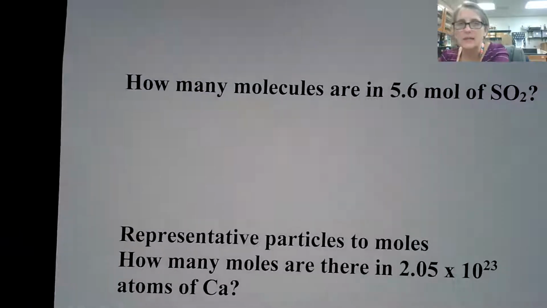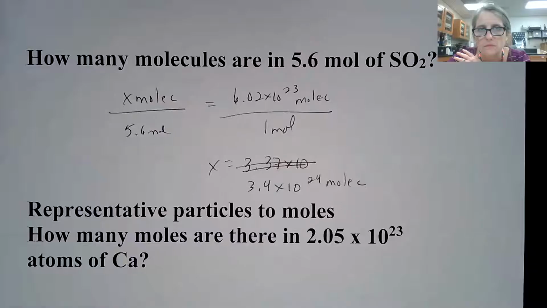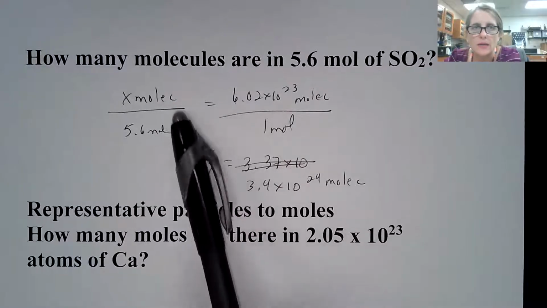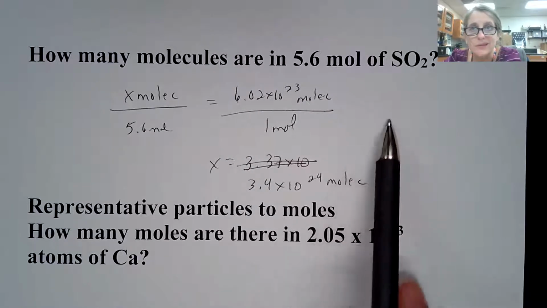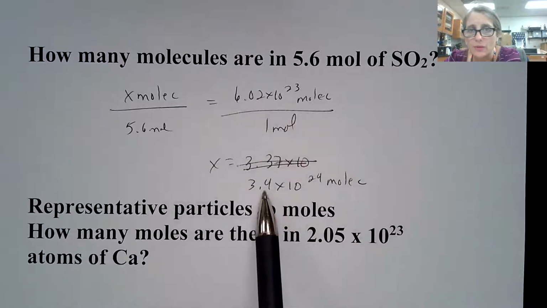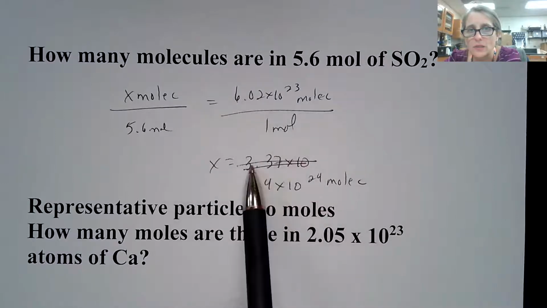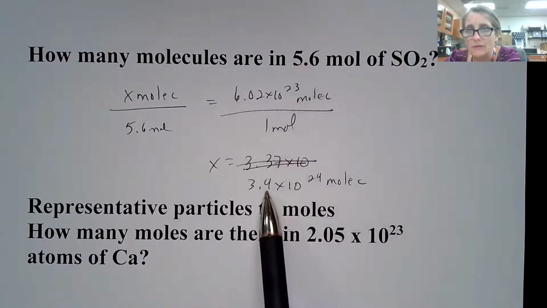So last but not least, how many molecules are in 5.6 moles of SO2? So I'm going to pause this, same kind of idea. Again, these are molecules because SO2 is what we call a molecular compound. That's the only reason why. So again, you cross multiply, you should get around 3.4 times 10 to the 24th. And you will see I crossed this out because I only have 2 digits here. So my answer can only have 2 digits.